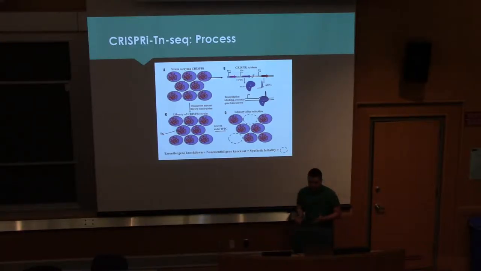After that, we can construct the Tn-Seq mutant library from that particular CRISPRi strain and see the fitness scores in the absence and presence of IPTG. This is how we can map the interactions between an essential gene and a non-essential gene.